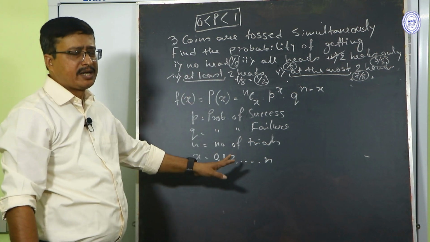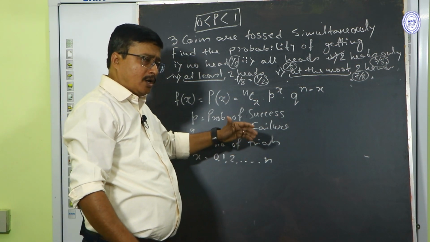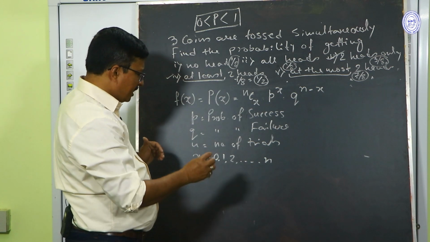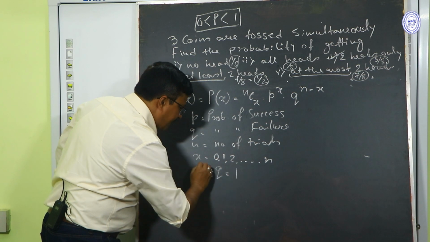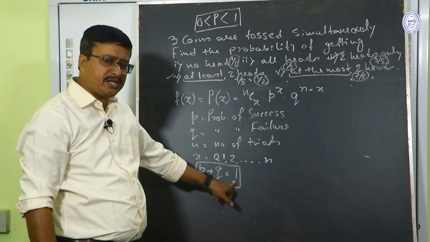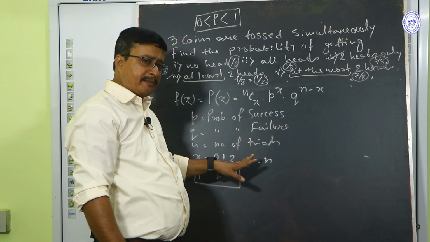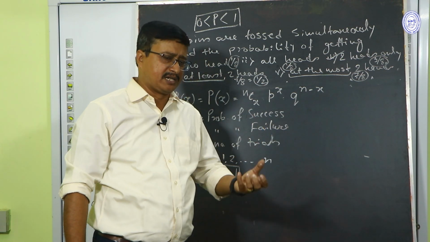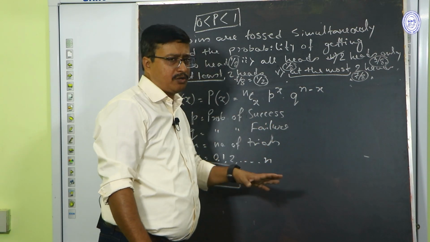So these two sides, probability of success and probability of failure, if you add these two, you will get the total value of the probability as 1. P plus Q equal to 1. You can never get both success and failure at a time, which is never possible. We will get any one type, either P or Q.